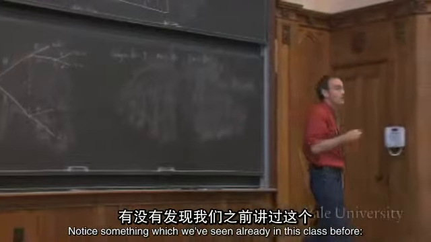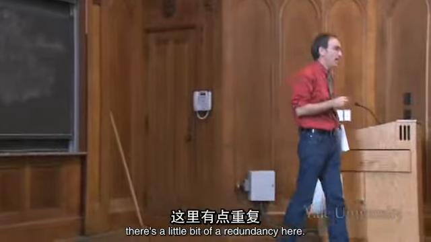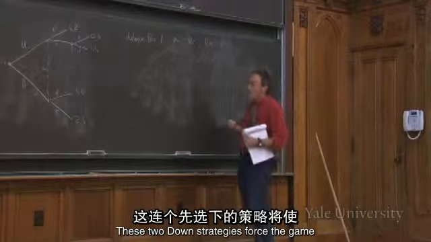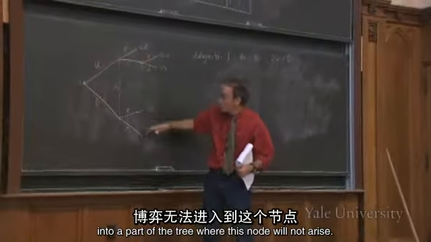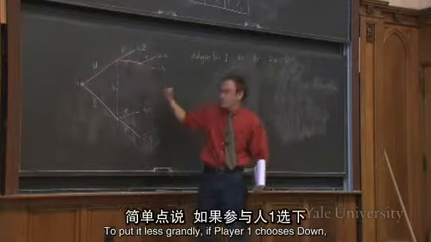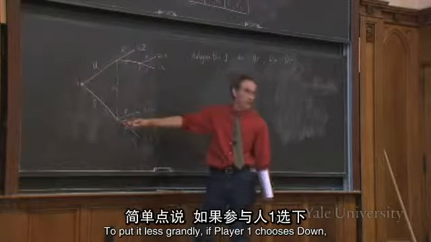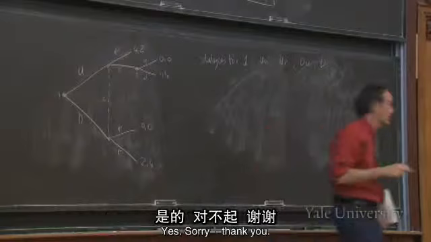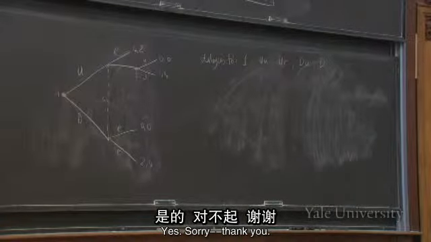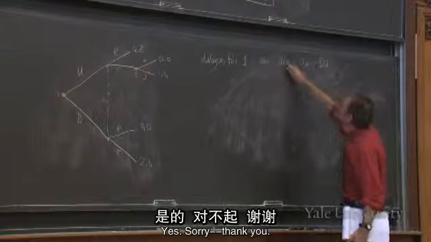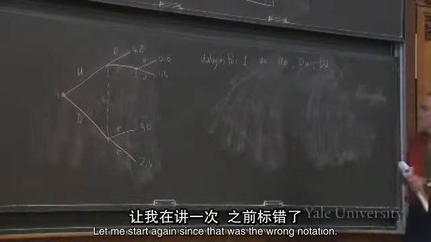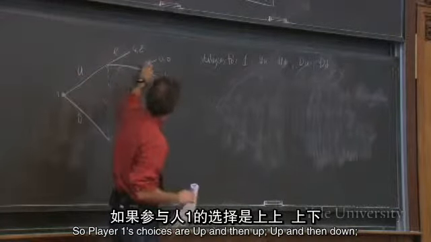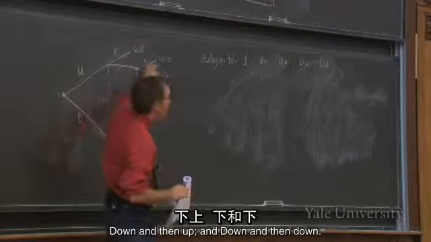And notice something which we've seen already in this class before. There's a little bit of a redundancy here. These two down strategies force the game into a part of the tree where this node will not arise. Put less grandly, if player one chooses down, she knows that she won't have to make a choice of up or down later on. Jake? Thank you. Sorry, thank you. Thanks, Jake. Let me start again since I did the wrong notation. All right, so player one's choices are up and then up, up and then down, down and then up, and down and then down. Thanks, Jake.